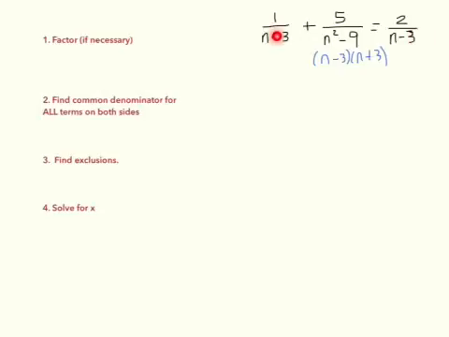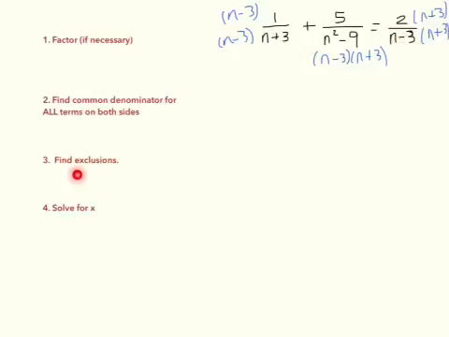So on this side I can multiply an n minus 3 on top and bottom. And over here I want to multiply by n plus 3. So we're not doing too much different from what we've done before when we add and subtract rationals. So I've got a common denominator. They both have n minus 3 and n plus 3's.